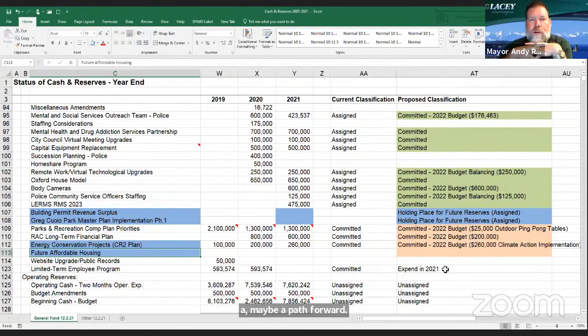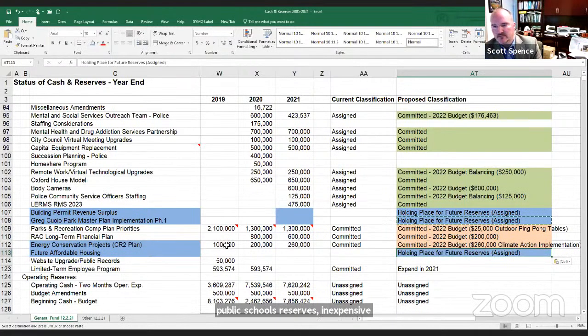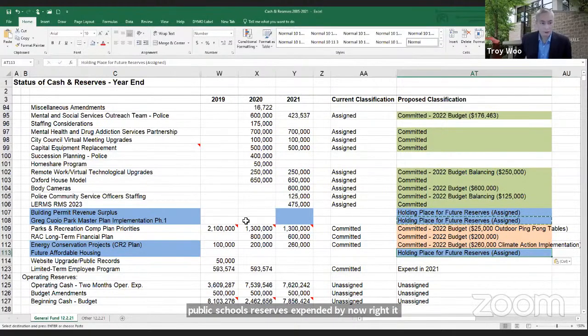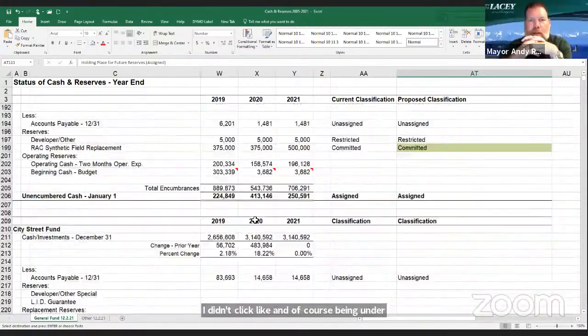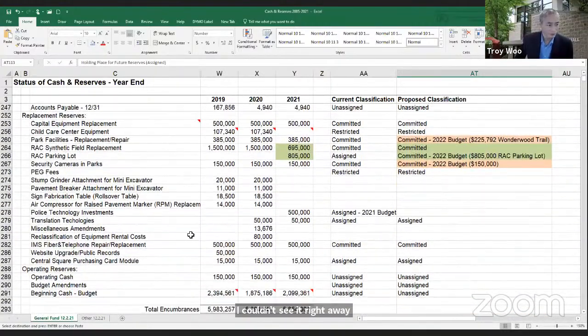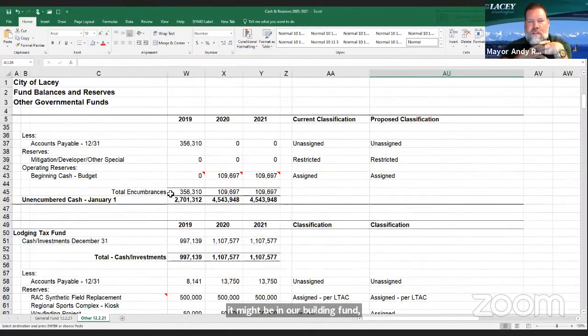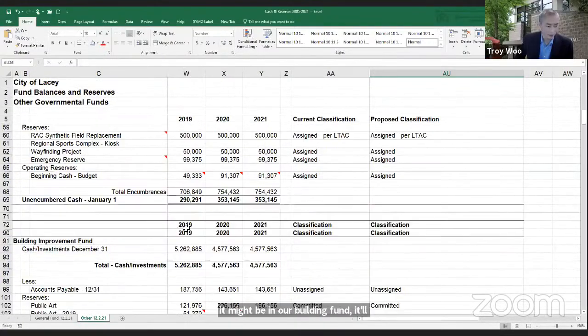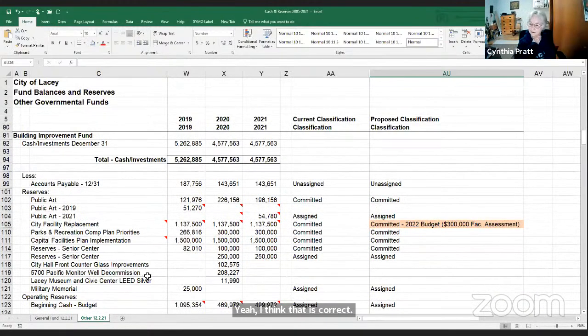So where were those Northeastern public schools reserves? I think they've been expended by now, right? It has. I did a quick look, and of course, being under pressure, I didn't see it right away. It might be in our building fund. Was it 250,000? I think that is correct. Well, that's a good memory if you know the actual amounts.